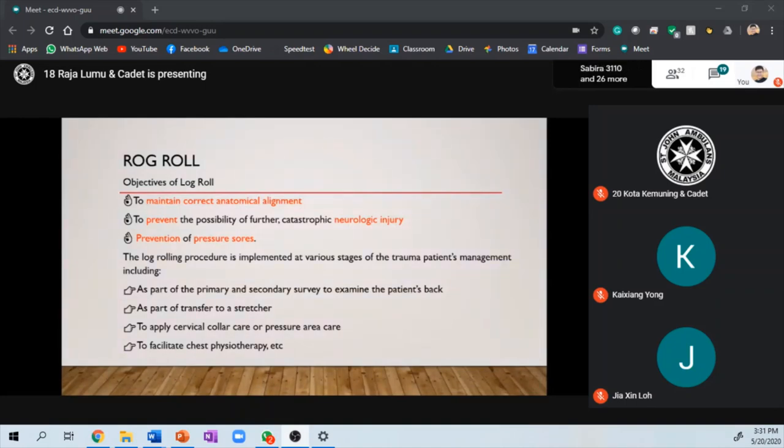And the rock rolling procedure is implemented at various stages of trauma patient management, including as part of the primary and secondary survey to examine the patient's back, to transfer to a structure, to apply a cervical collar, like when the person's neck is broken or spine is injured, that kind of equipment, and for procedures such as wound care and chest physiotherapy.